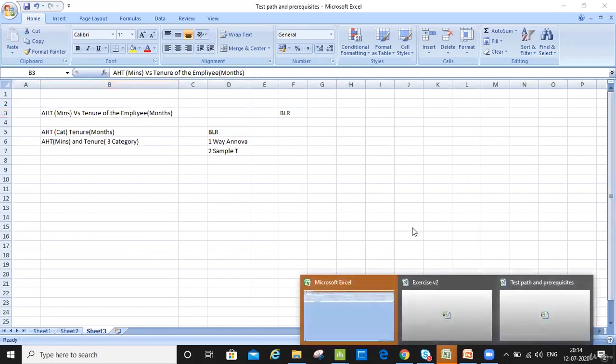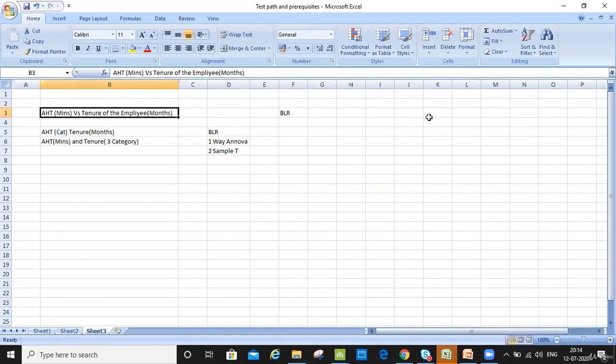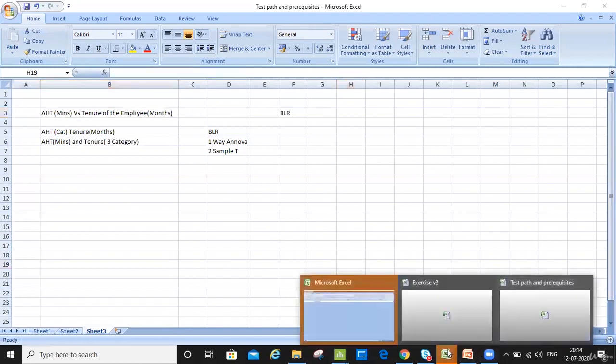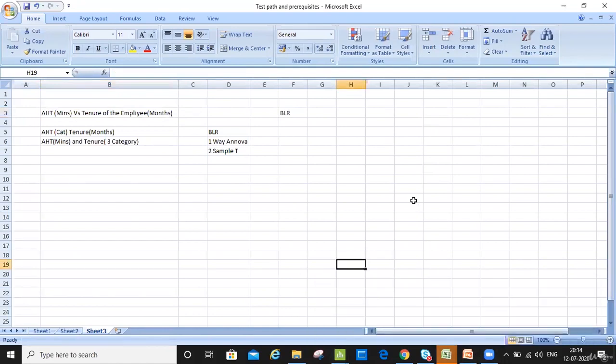One question for the BLR: the Y should be attribute, right? Sorry, for which test? For BLR? Yeah, for BLR, my Y has to be attribute, with binary, with two subgroups only. So then you cannot consider AHT minutes for BLR, right? It is only accept or reject.